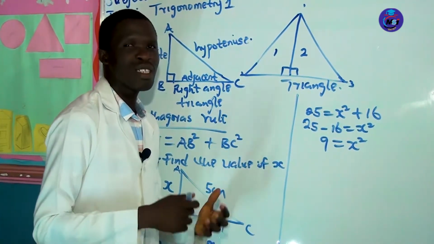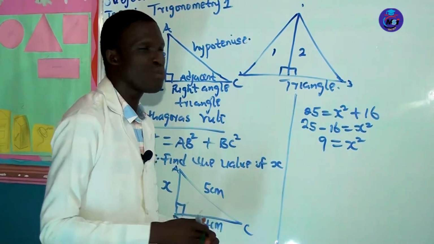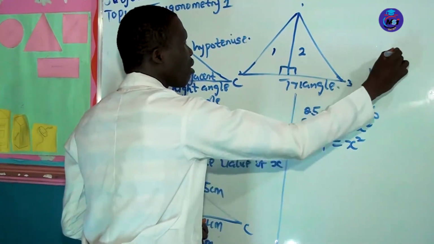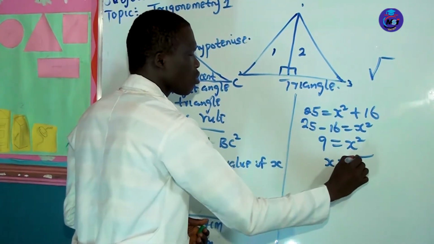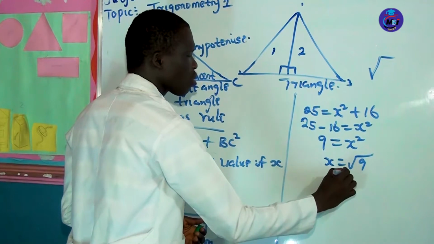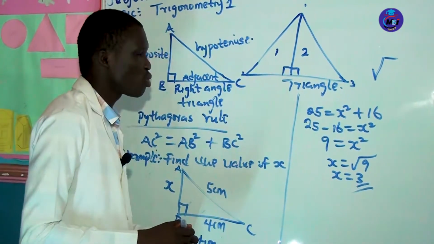And you remember, square root means half. I will tell you more about that. This is the symbol of square root. So x will give you square root of 9, and square root of 9 is 3. I believe you are in senior secondary school, you should be able to know that.